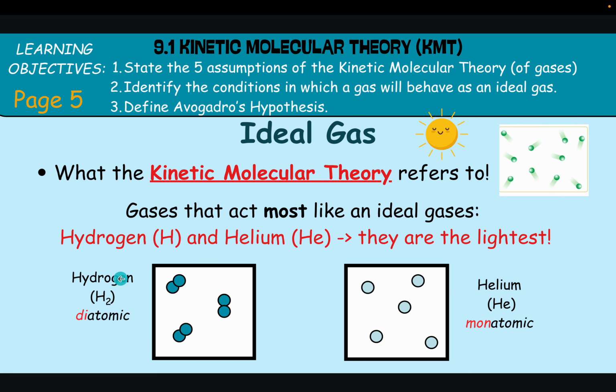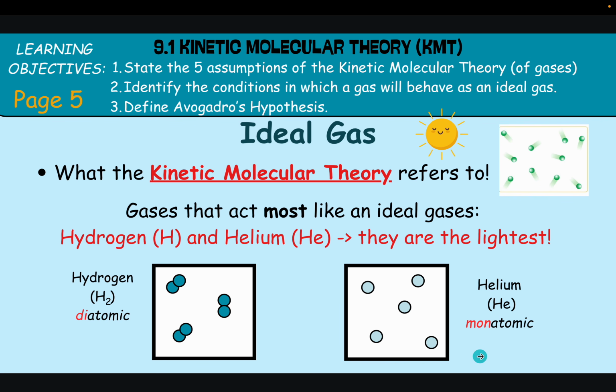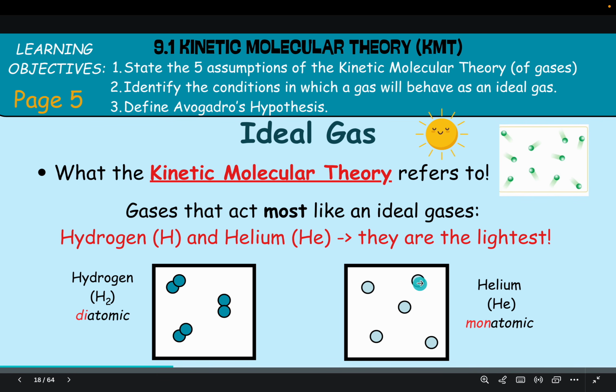Okay, remember that hydrogen is always in nature as a diatomic molecule, so two of the same atom covalently bound together, or H2. And helium is one of those noble gases, so it's always going to be monatomic, or just single atoms by itself.